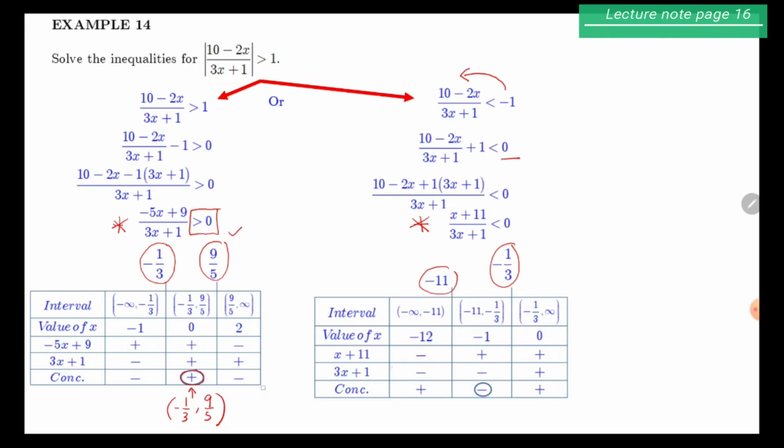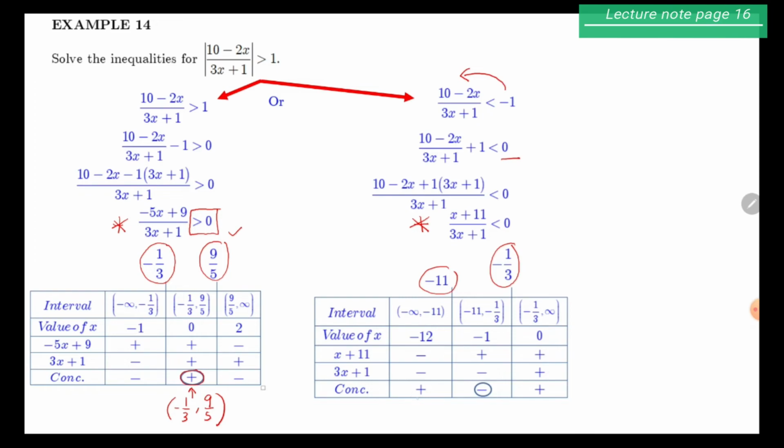Now we need to check the sign for each of the factors that we have. So for the factor x plus 11, the sign would be negative for our first interval, positive for our second interval, and positive for our last interval. Do the same for the next factor that we have in our denominator, which is 3x plus 1. After substituting -12 into the factor, you will have negative. Substituting -1 into 3x plus 1, you will get negative. And substituting 0 into 3x plus 1, you will get positive.